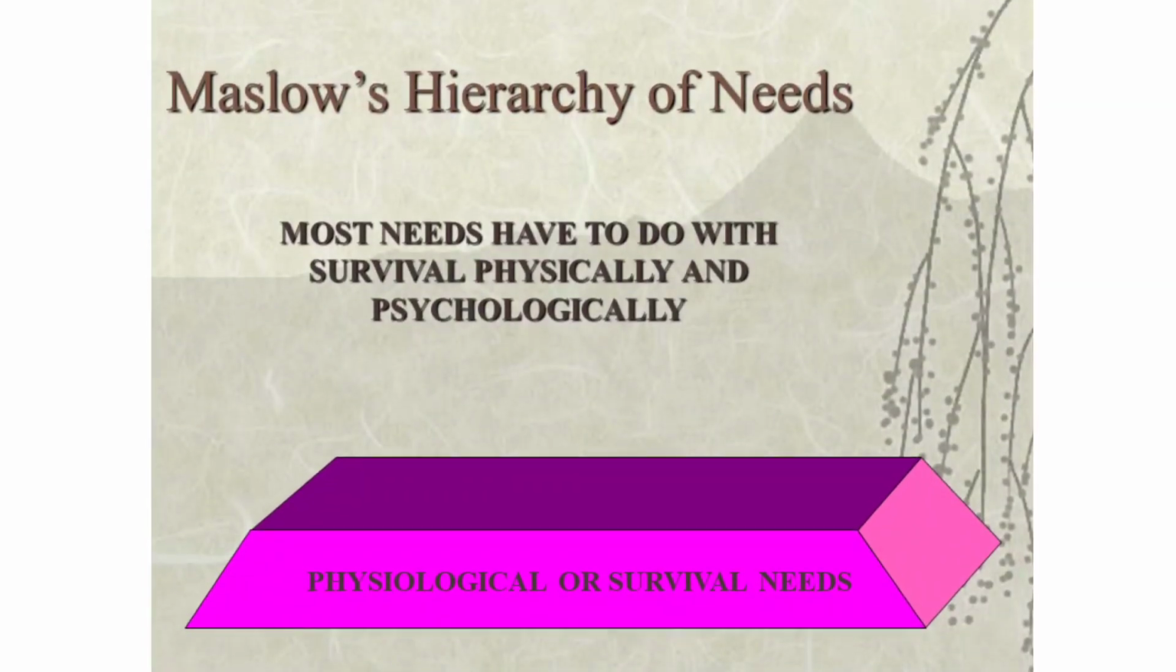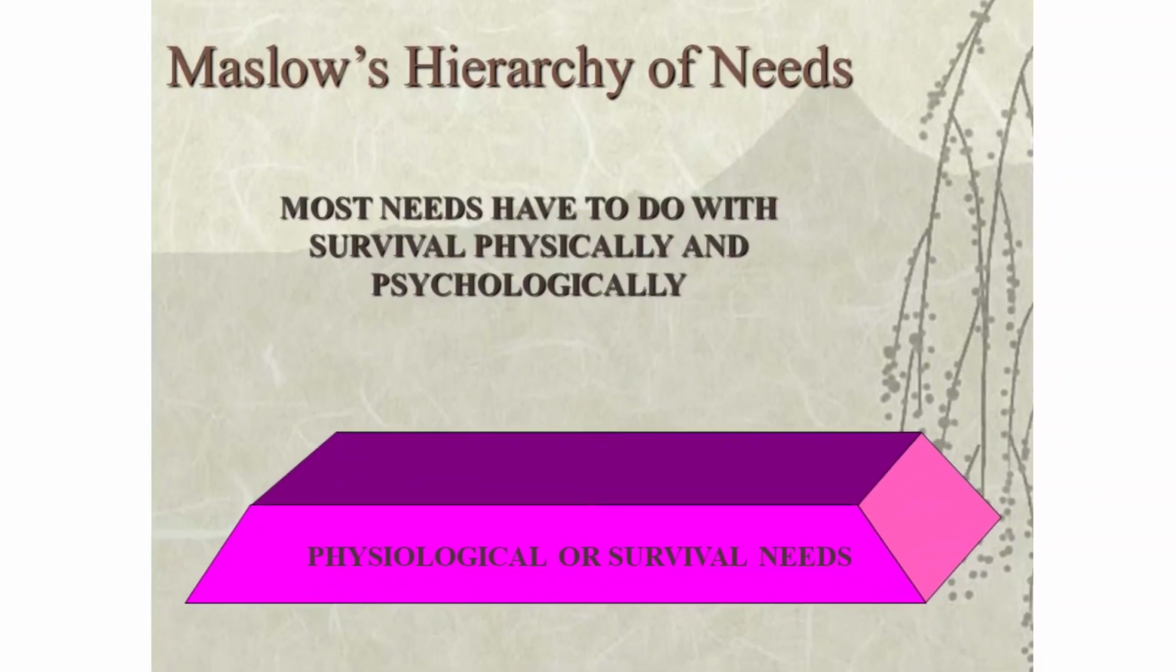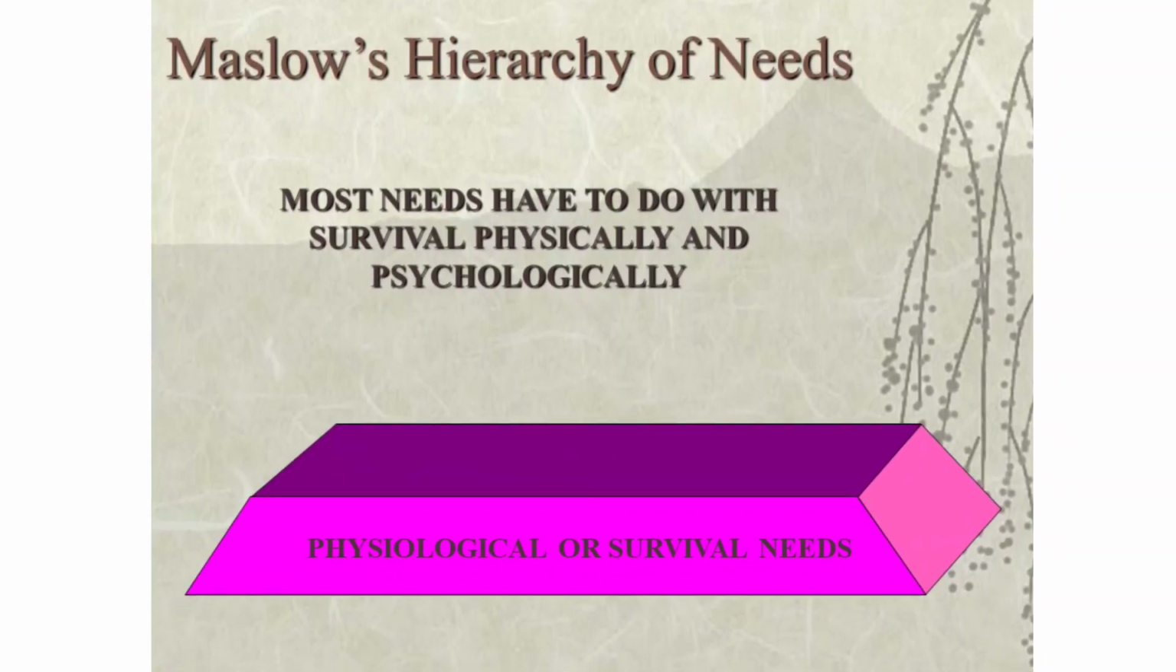Okay, so let's talk about Maslow's hierarchy of needs. We have here the physiological, or biological, or survival needs. When we say physiological, this includes food, shelter, sleep, and homeostasis. Homeostasis is the ability of the body to maintain its natural state or balance. These physiological needs are critical for survival.